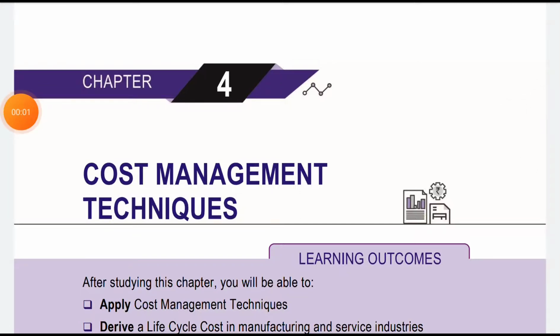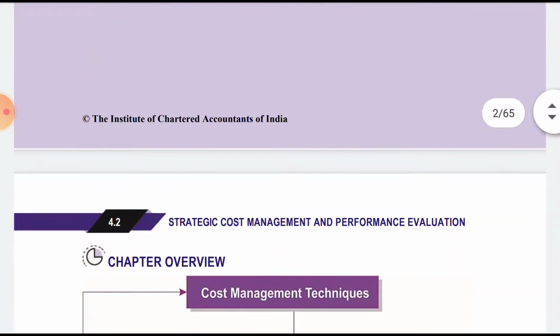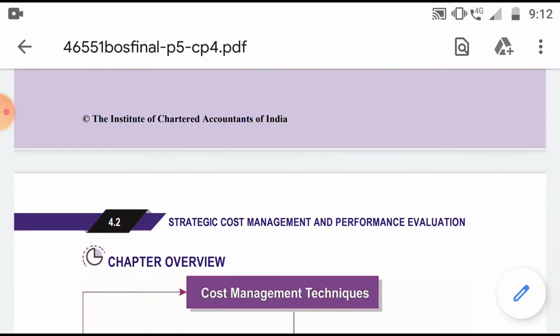Hello friends, this is Hatim Rampurawala, and in this video we will revise chapter number 4 of the SCMPE costing, CA Final. We are already done with 3 chapter revisions, specifically illustrations and the test your knowledge part. So we will proceed with the 4th chapter. This chapter is based on cost management technique. So we'll continue with illustration as usual.